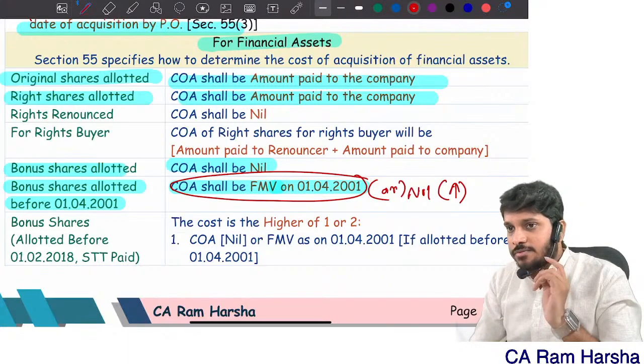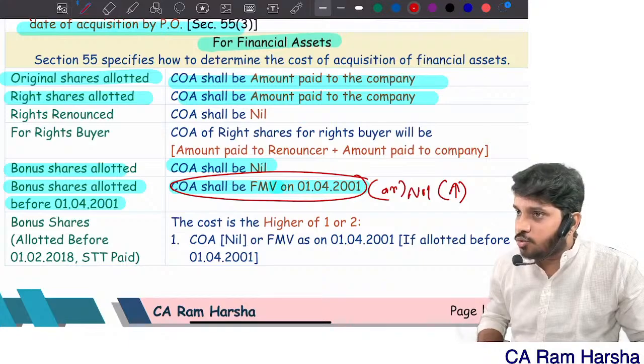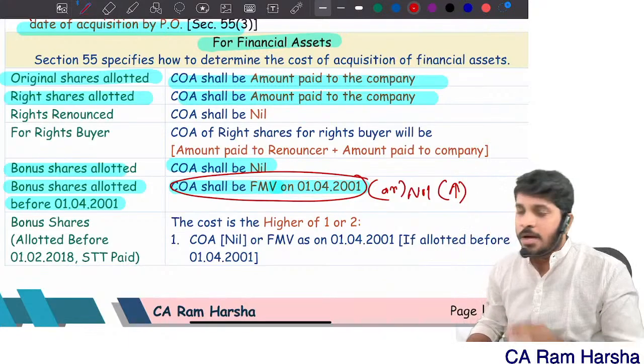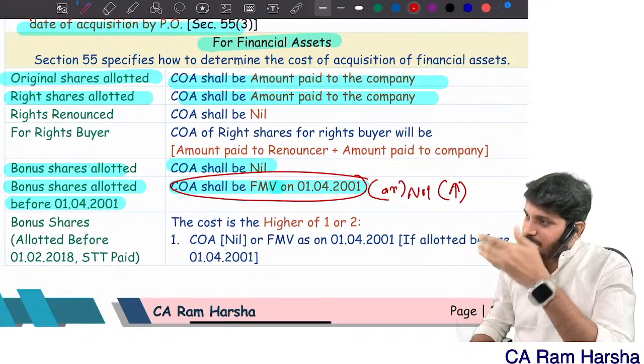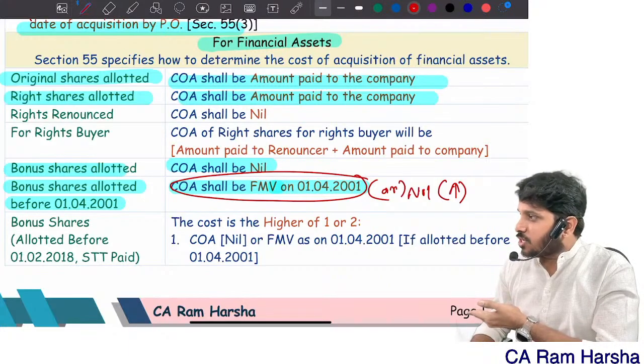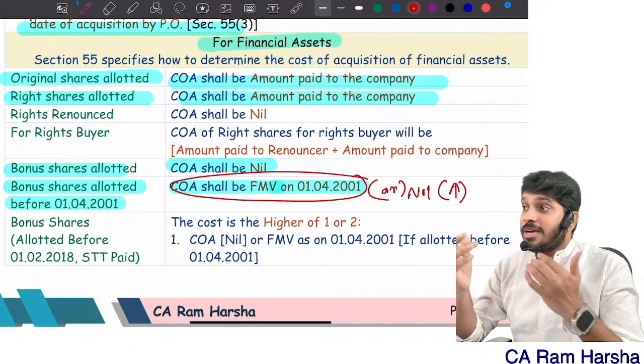So the cost of acquisition is the actual cost to the previous owner, purchased before 1st April 2001, or the market value on 1/4/2001, whichever is higher. Suppose the previous owner himself purchased in 2003, or you purchased after 2001, then the market value on 1/4/2001 is to be ignored. Market value has to be ignored.